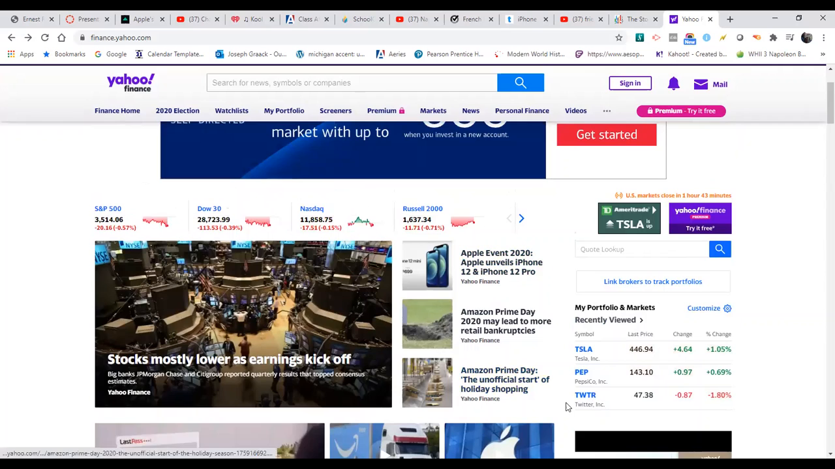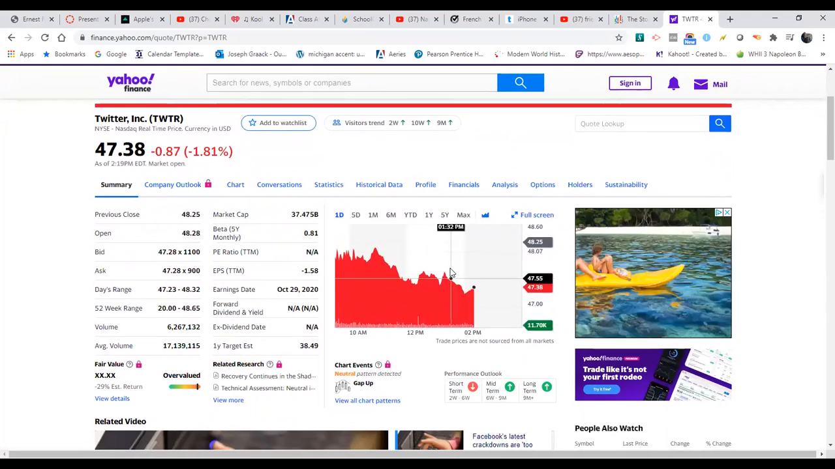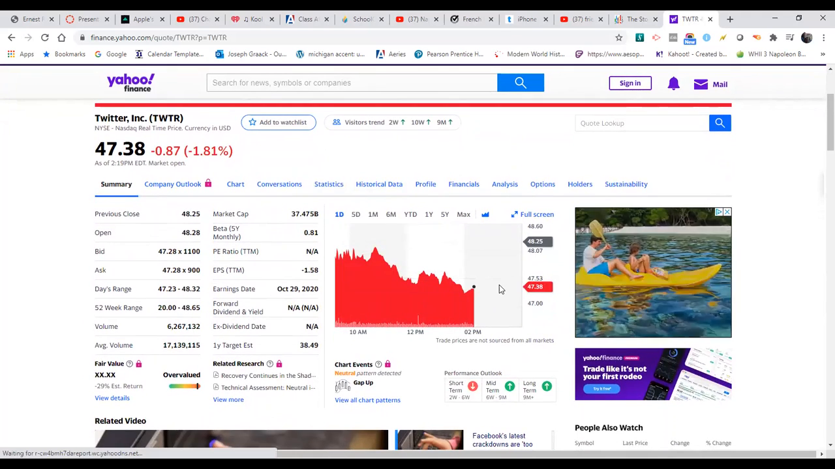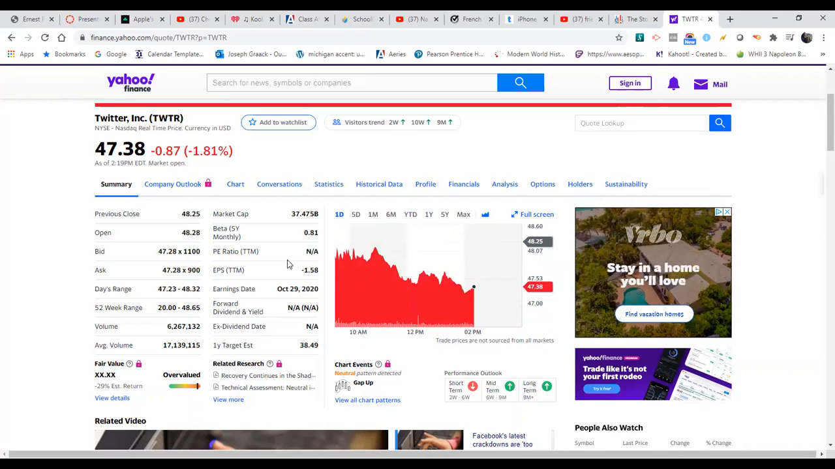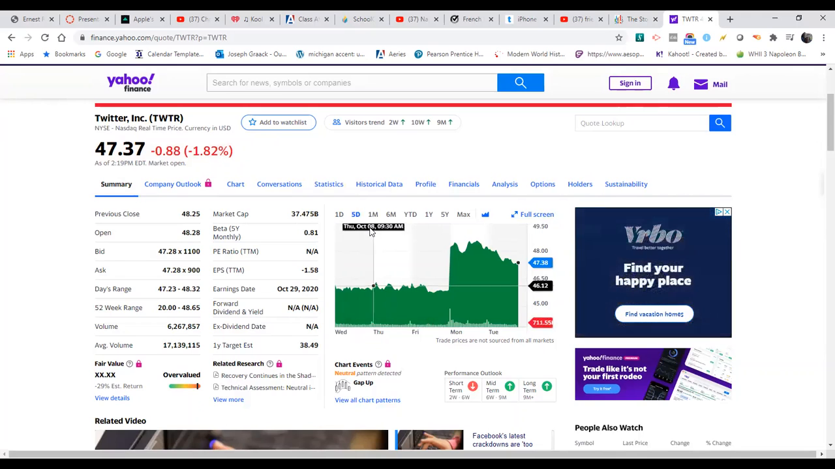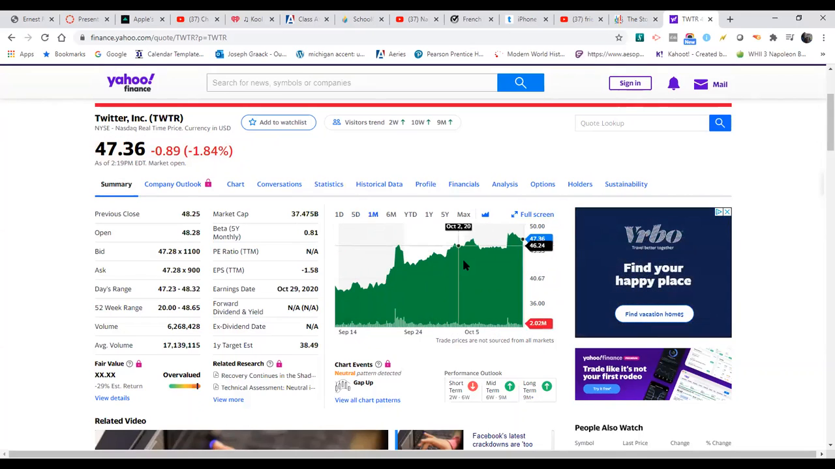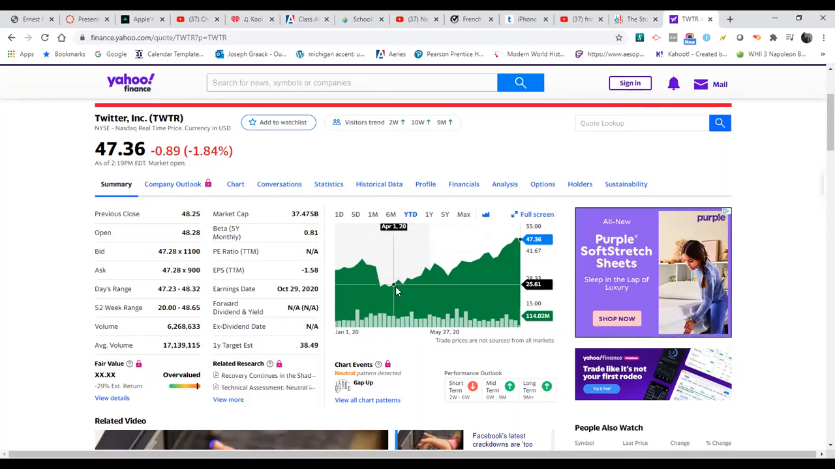Now, the one thing about Twitter, like when she went in, one of the things that you want to understand is you can check out how this is doing today. So you can see today it's down, right? It opened at 48.25 and it's down to 47.38. How it's done in the last 5 days, though, how it's done in the last month, you can see it's trending up. 6 months, still a trend up. Year to date, looks like mostly a trend up.